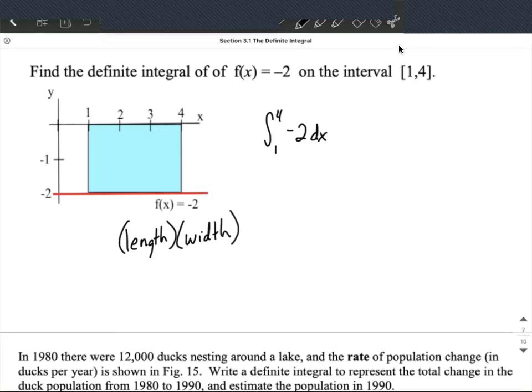And you can treat whichever one you'd like as the length, whichever one you want as the width. It doesn't really matter. I would say it's 3 going across, since 4 minus 1 makes 3, and then it's 2 on the sides. So the area is going to be 2 times 3. But when we give our answer here, we have to make it a -6. It's going to be negative because the area that we just calculated is below the x-axis. It would be positive if it had been above the x-axis.